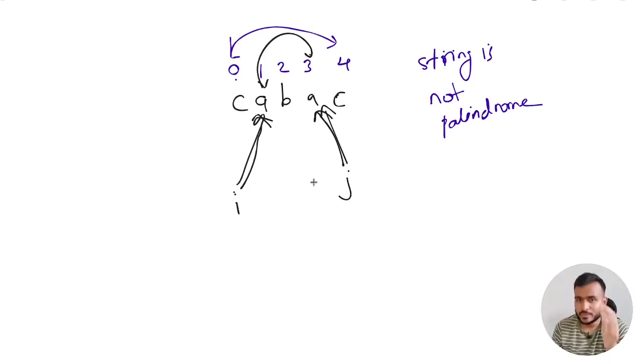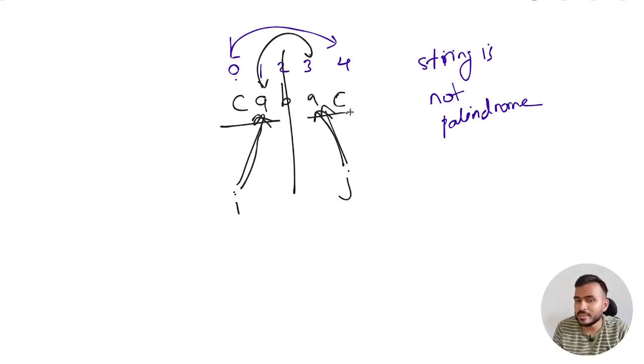So the point at which your I will become greater than j, because in every iteration we are incrementing I and decrementing j. Till the point your I is lesser than j, it is fine. But the point when your I will become greater than j, then we have to stop. Then we don't need to continue the loop, because we have already completed the entire string.